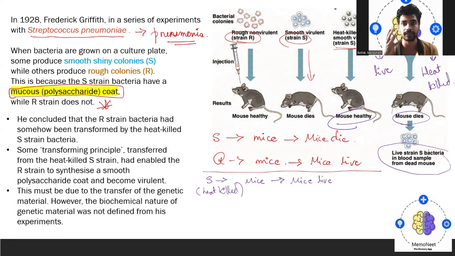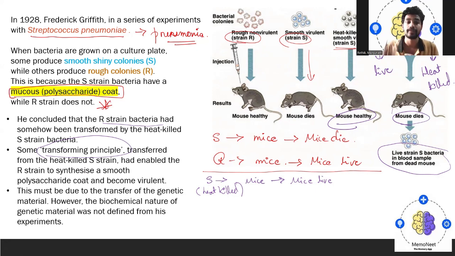So now it is something confusing for him, and later on he concluded that this R strain bacteria had somehow been transformed by the heat killed S strain bacteria. That means R strain bacteria, which is in a live condition, got transformed into S strain bacteria, which was actually heat killed bacteria. So he got to know that there is somehow a transforming principle that might have been applied in this case. He came to the conclusion that the rough R strain got transformed into S strain.